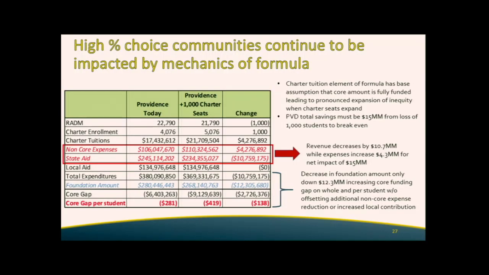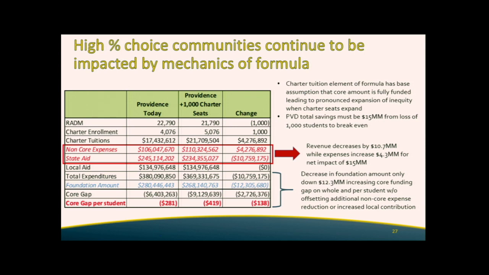And then one of the other things that we continue to see, and this really is a view on the charter tuition aid. Charter tuitions are considered a non-core expense, and we talked earlier about the core amount being underfunded in certain communities. One of the base assumptions of the formula when it comes to charter tuitions is that the formula is fully funded, because the state share of that aid is withheld and sent directly to that charter, and then the district has to take what their local share is and send over a check for that as well.